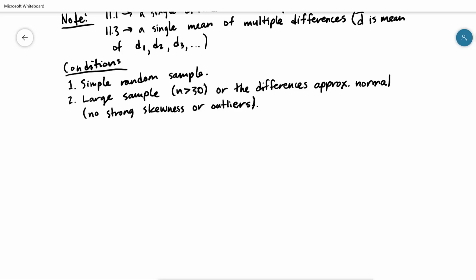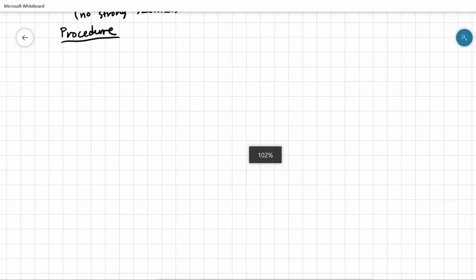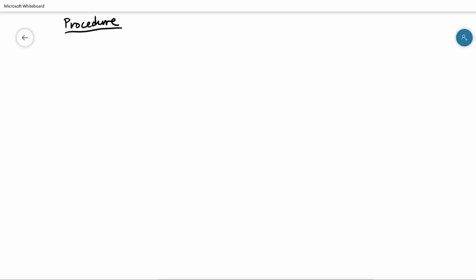Once we've got these conditions met, we can jump into our procedure. This procedure is the same 6-step procedure we've now done like a million times, so I'm going to go through it a little bit quickly. Step 1 is we state our null and alternate hypothesis, H sub 0 and H sub 1. H sub 0 is that we think that mu sub d is going to be equal to some value. This number will often be 0, but it doesn't have to be.